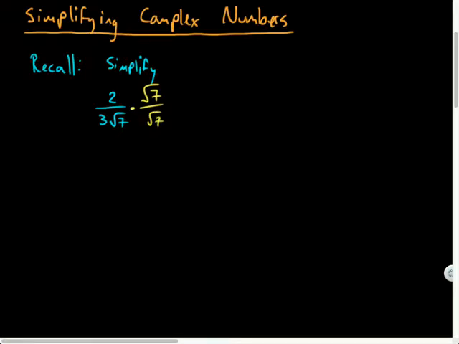This is great. So this would be 2 square roots of 7 up top over 3 times square root of 7 times square root of 7. Square root of 7 times square root of 7 is square root of 49, or just 7. Right? And then let's simplify that. So that's 2 roots of 7 over 21.